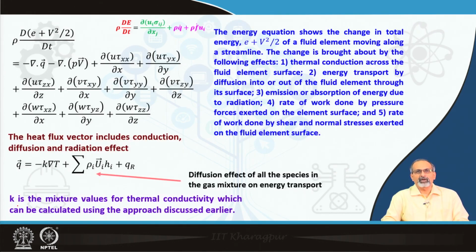Then we looked at one form of the energy equation where the substantial derivative of the total energy was considered, and followed by that we introduced the heat flux vector, including the effects of conduction, diffusion and radiation. Diffusion in particular is a major effect here because we have a chemically reacting gas mixture and you would have multiple species available in the mixture with different concentrations, and therefore the possibility of diffusion of one species into the other.